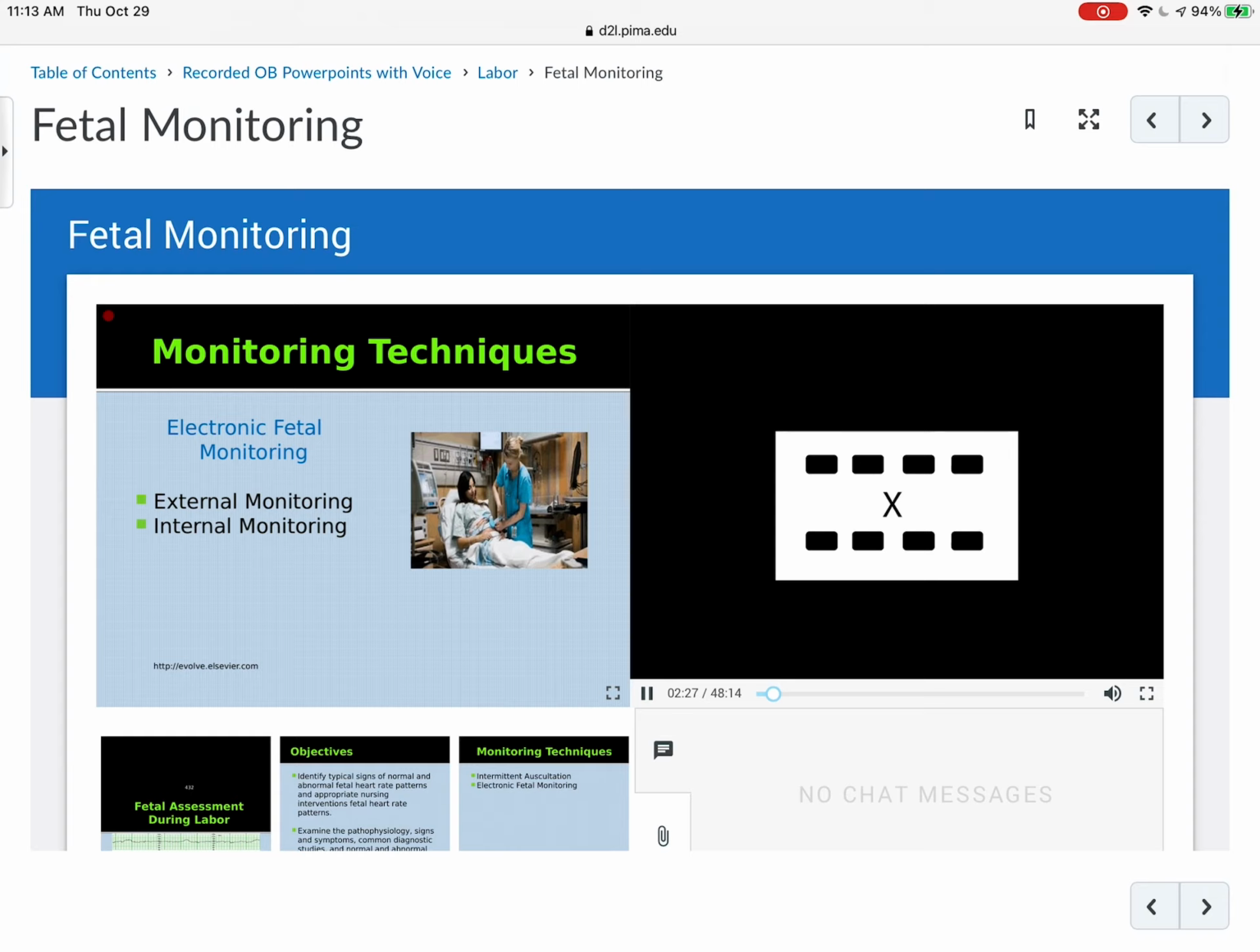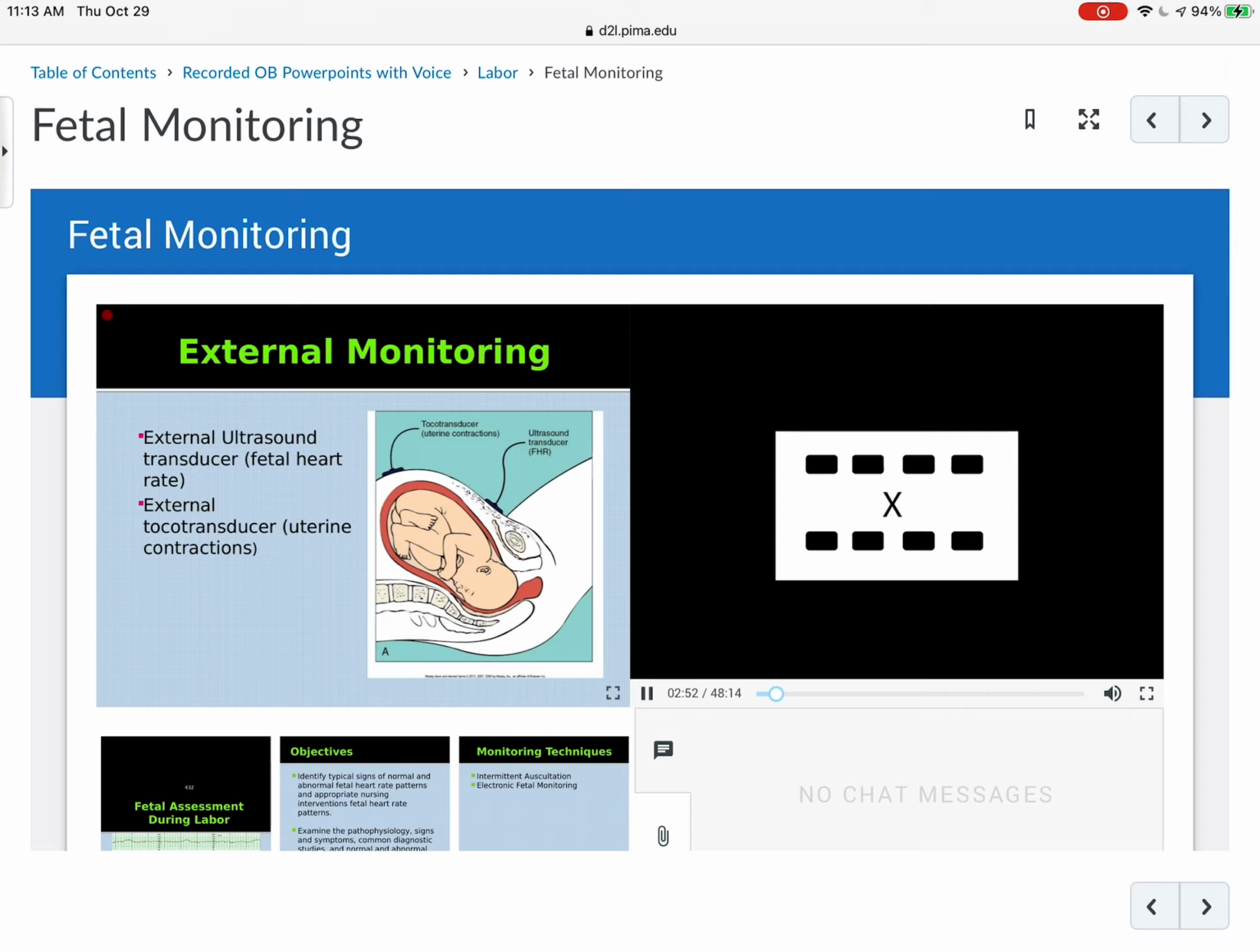There's 2 types that we can use. One is external and the other is internal. Internal is a little bit more invasive, therefore we only use it if it's medically necessary. But it's an accurate assessment versus the external. I mean, if the patient's moving around or the monitors flip, it's not going to be as accurate, whereas the internal is more accurate, more invasive, and only used when medically indicated.